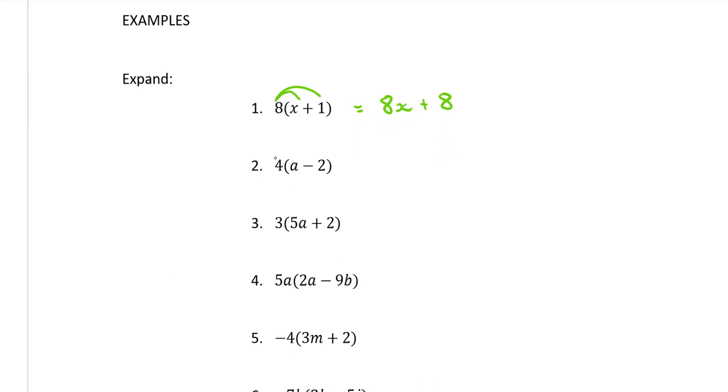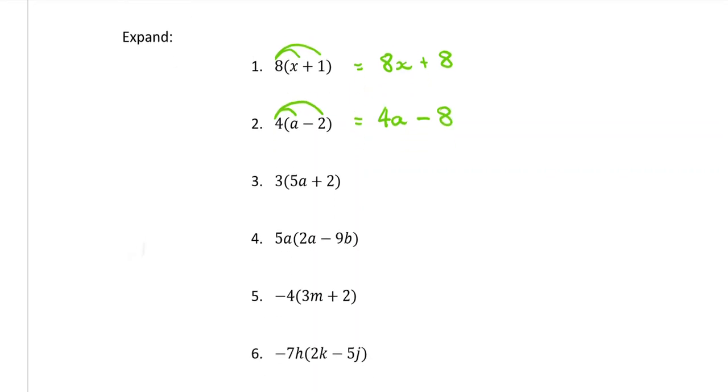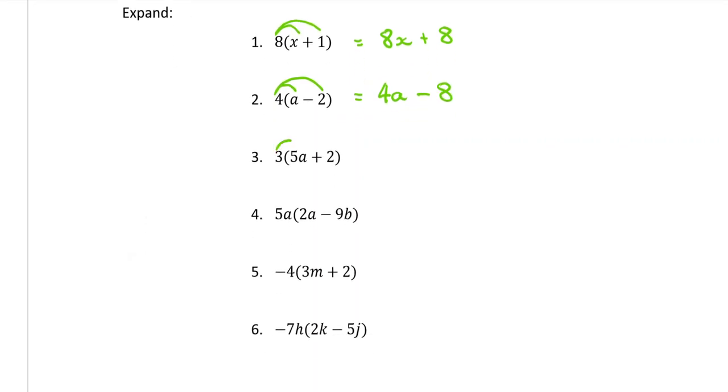In question 2, 4 times a is 4a. This time there's a minus in the bracket, and 4 times 2 makes 8. Question 3, 3 times 5a makes 15a, plus sign in the bracket, 3 times 2 makes 6.